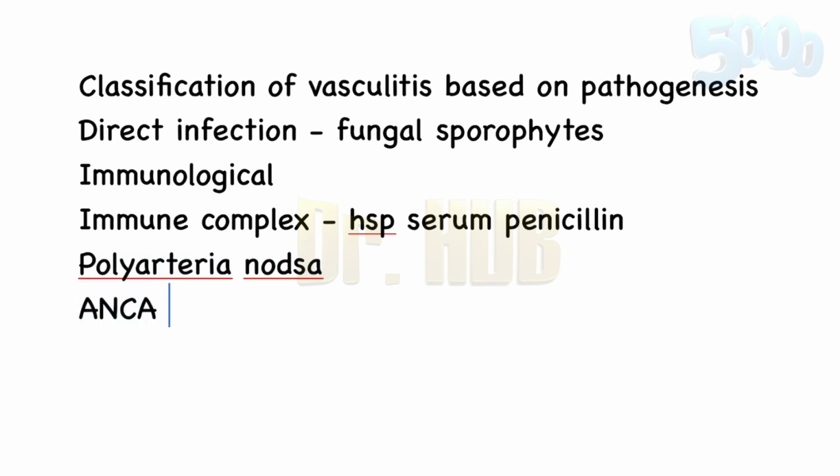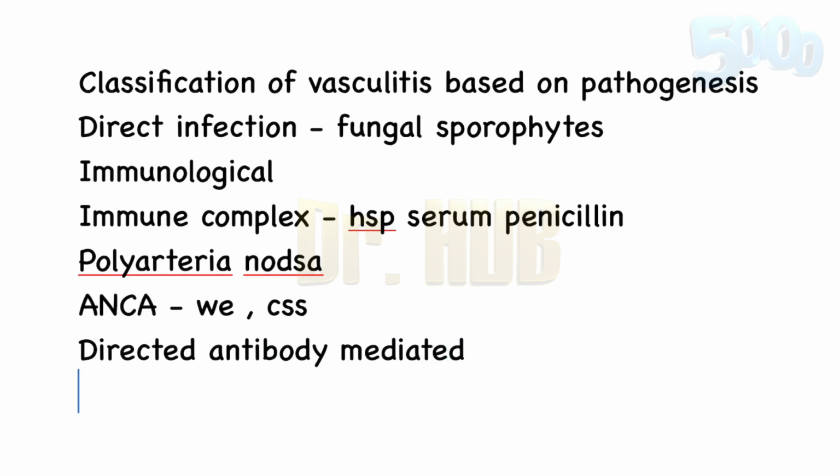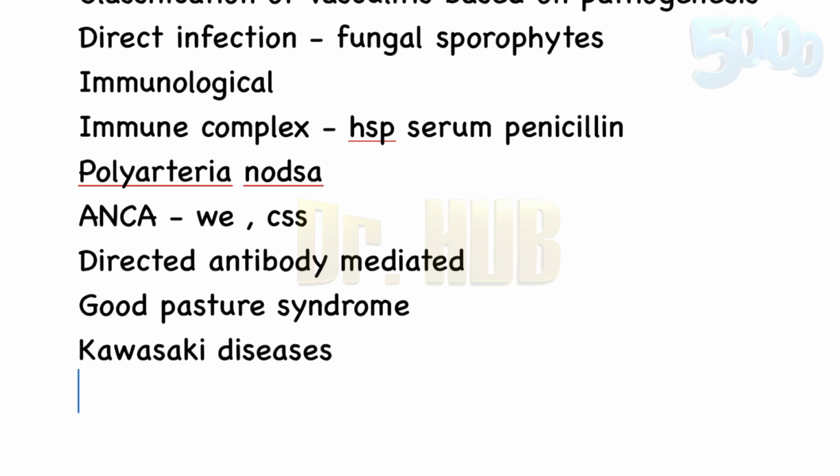Next is the ANCA mediated. This includes granulomatosis with polyangiitis, Churg-Strauss syndrome, as well as microscopic polyangiitis. Then comes the directed antibody mediated. This involves Goodpasture syndrome and also Kawasaki disease. Kawasaki disease involves anti-endothelial antibodies.